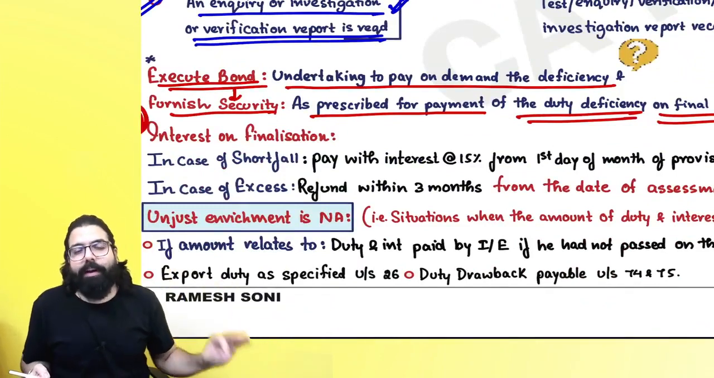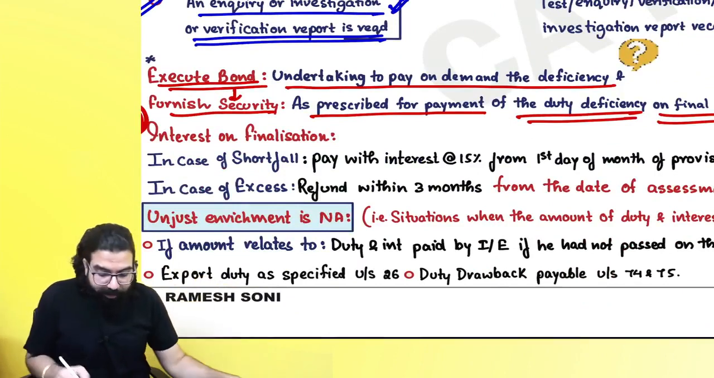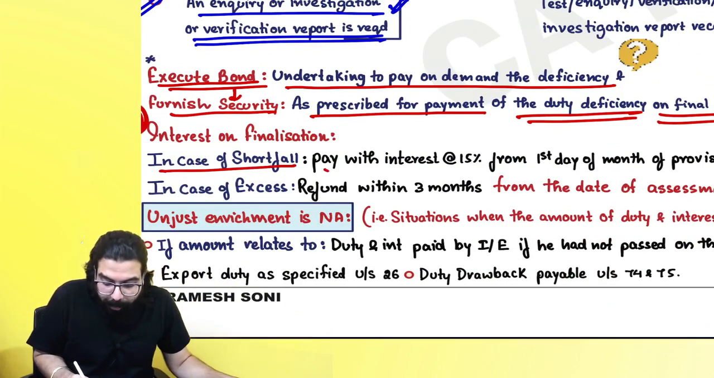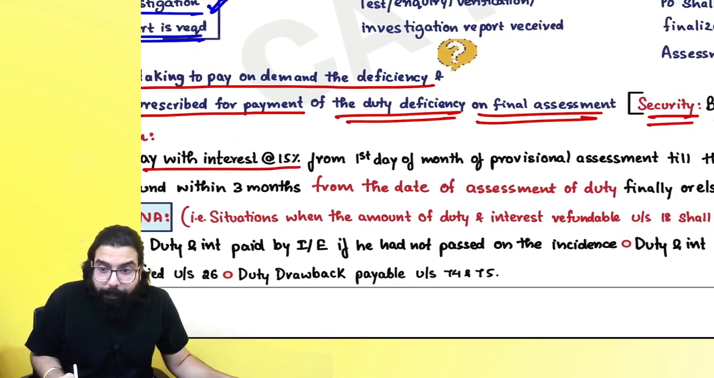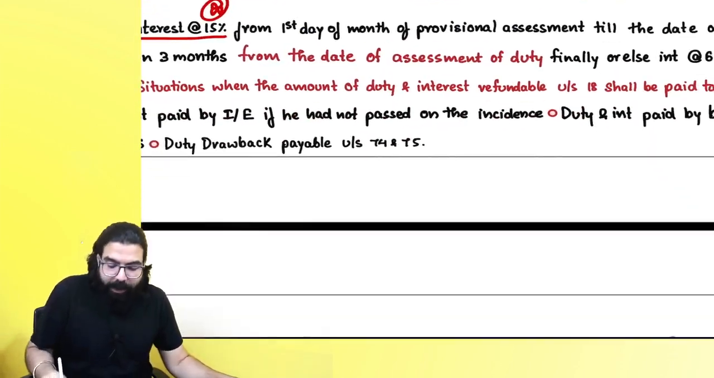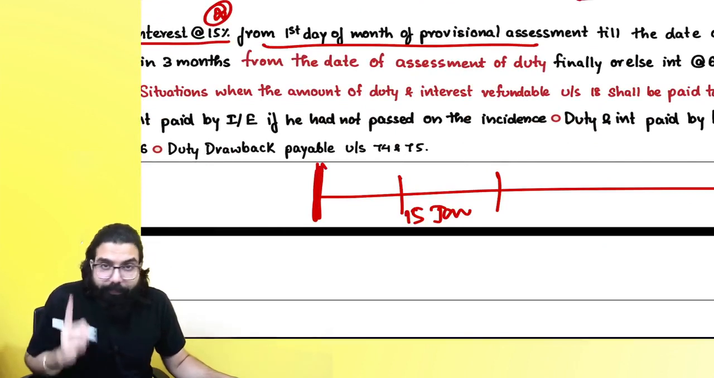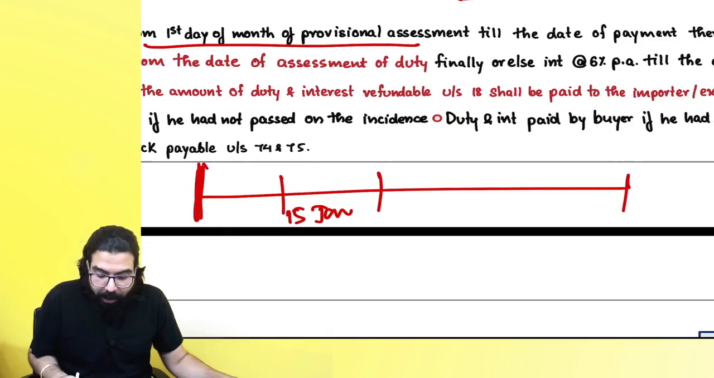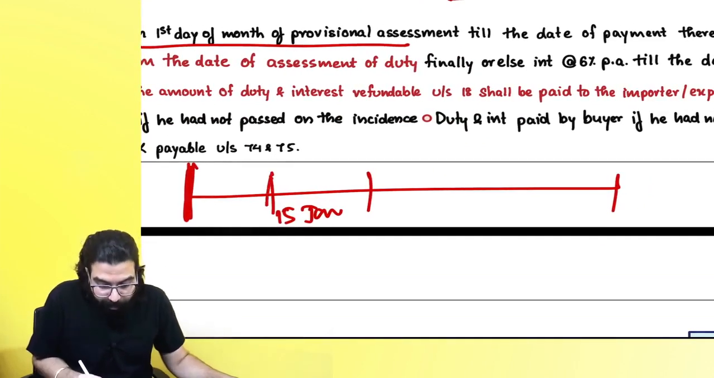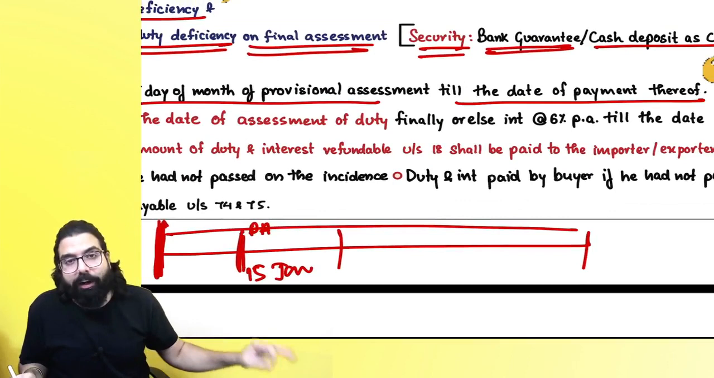Okay sir. Then this is very, very important for the exam. Interest on finalization. Always remember interest will start in case of shortfall. Pay the interest at the rate of 15%, and from the first day of provisional assessment. For example, your provisional assessment happened on 15th of January. Then interest will start from the first of the month when the provisional assessment was done, till the date of payment thereof.